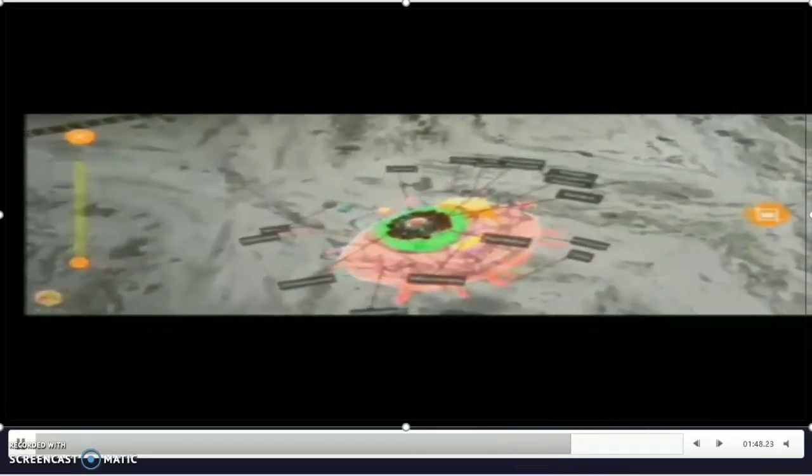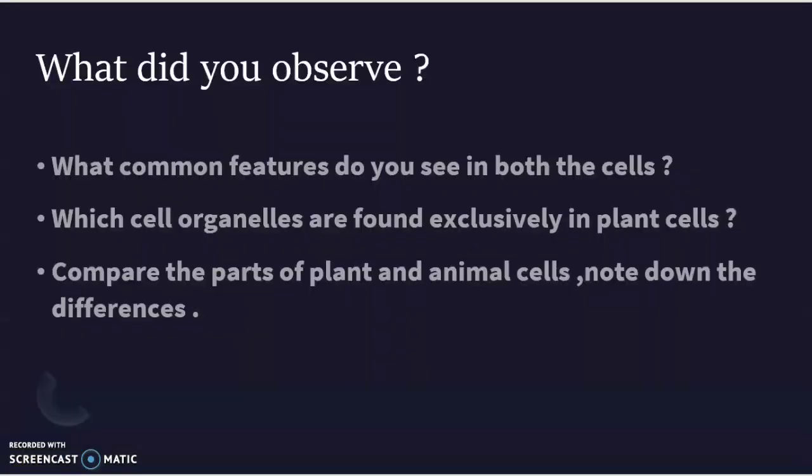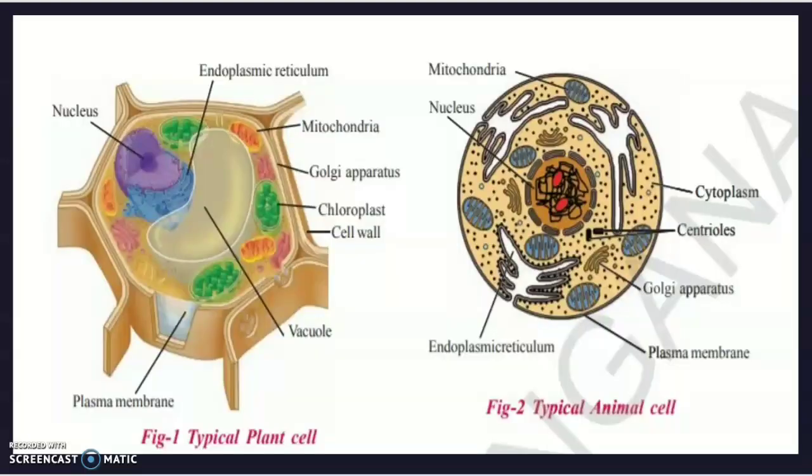Okay, children? You observed both the plant and animal cells and the organelles present in them. Now, what common features do you see in both the cells? Which cell organelles are found exclusively in plant cells? Compare the parts of plant and animal cells. Note down the differences between the two cells. If you don't observe them carefully, you will miss them. Now watch these two diagrams, plant cell and animal cell, given here.